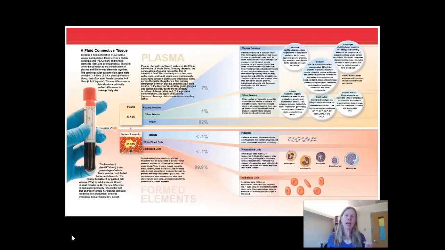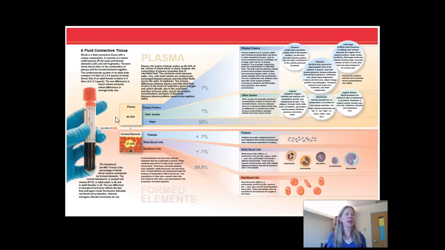And really, for you guys, what you'll end up actually using from that number is there's a term called hematocrit, and this would be a lab value that you would get from a blood test. And hematocrit is the percentage of blood that is made up of those formed elements. So red blood cells, white blood cells, and platelets. And that's going to be an important lab value.